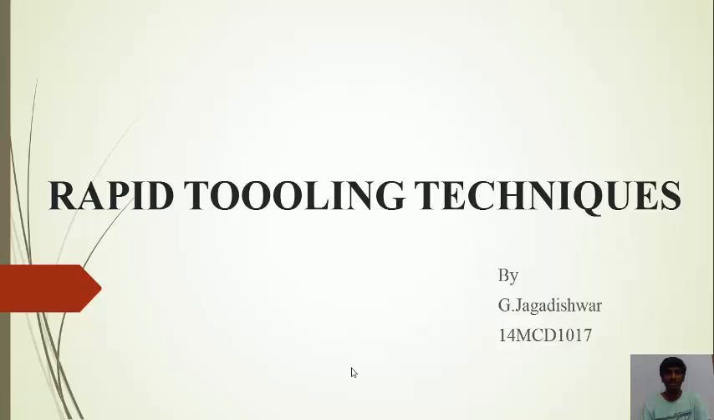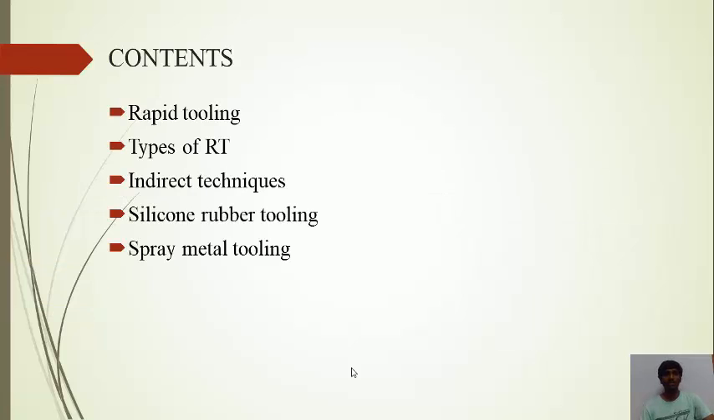Now I am here to explain to you about rapid tooling techniques. In this rapid prototyping, we have this topic as rapid tooling. Now we are going to see rapid tooling. What is rapid tooling? Then what are the types of rapid tooling in indirect techniques? In that we are going to discuss two of those techniques, that is silicon rubber tooling and spray metal tooling.